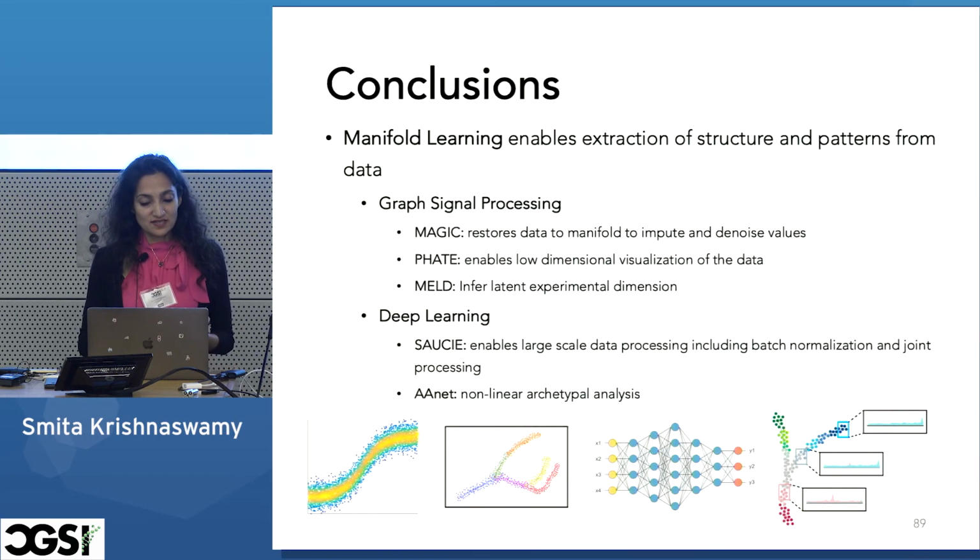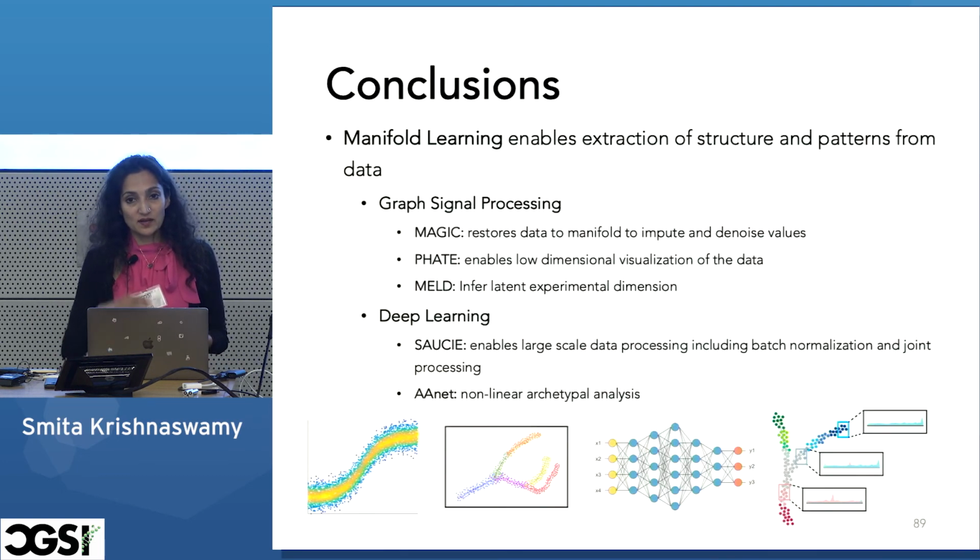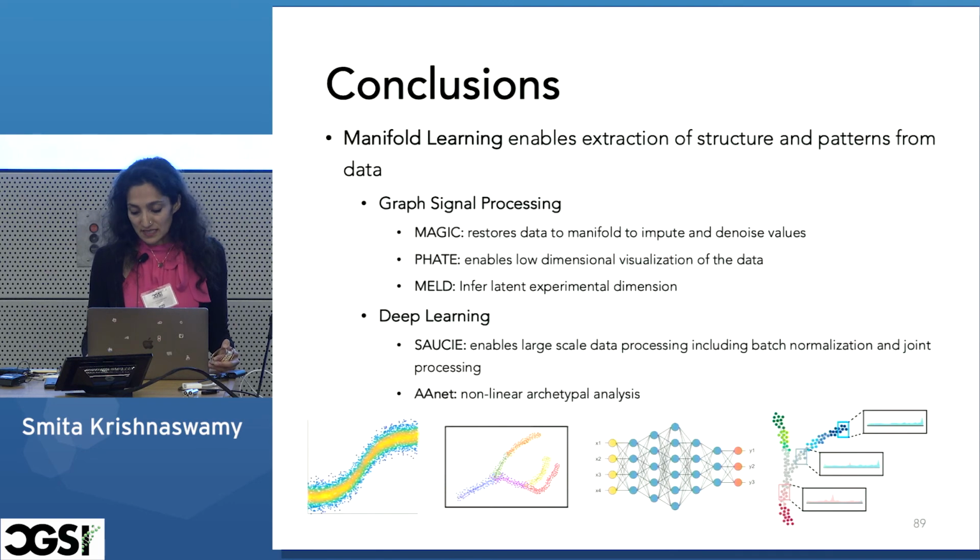But the main conclusions are that if we really learn the manifold, or the shape of the data, it enables us to extract structure and patterns from it. So when we use graphs and signals on graphs, we were able to denoise data and thereby impute values, enable low-dimensional visualization, and infer experimental change dimension. And when we use deep learning, we're able to regularize the deep network so that we can examine the internal layers, which also can learn the manifold because of reconstruction penalties.